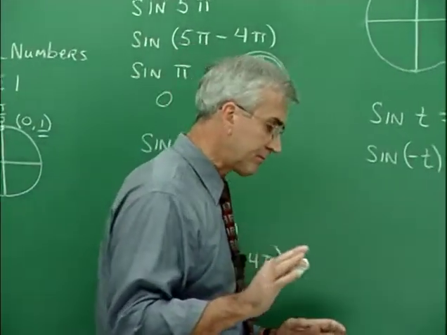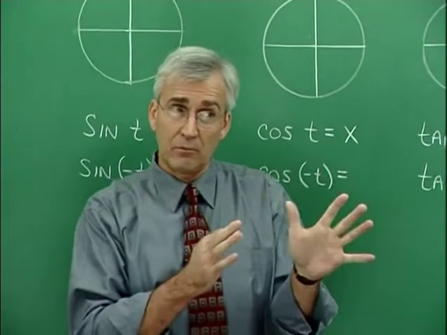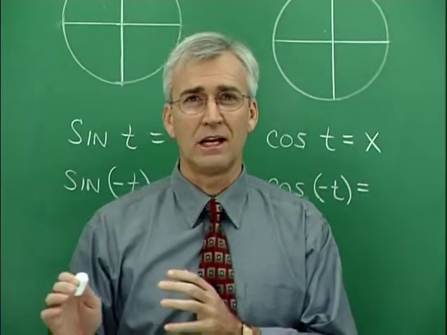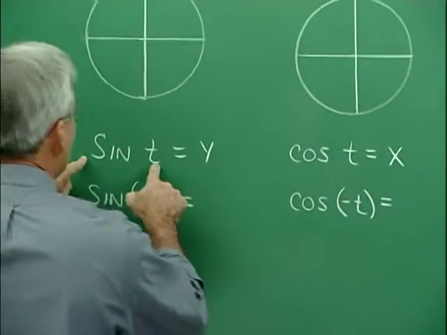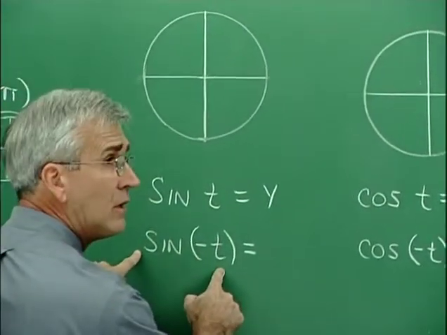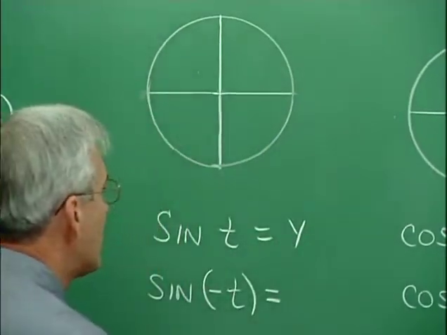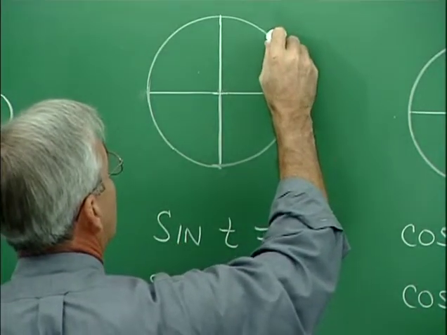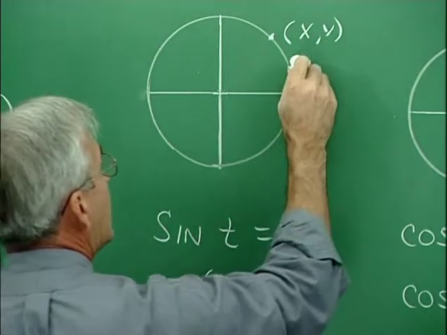Now let's think about the sine of real numbers in the positive direction and negative direction at the same time. That is, how does the sine of a real number t compare to the sine of a real number negative t? It's like we're wrapping in both directions at almost the same time. We know the sine of t is equal to y, so let's pick this point. Here's the point x, y, and here's t.